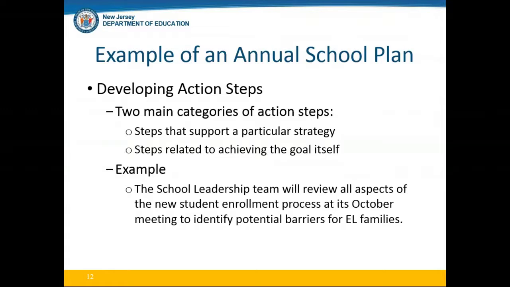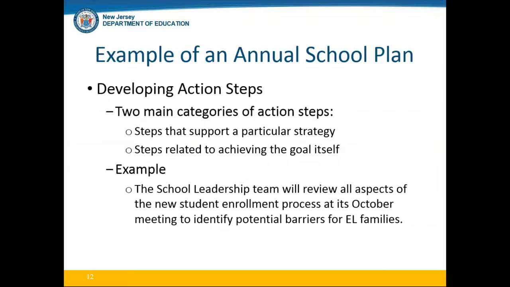When developing action steps, there are 2 main categories: those that support a particular strategy for addressing an issue, and those that are related to achieving the goal itself. Let's consider an example. As part of the root cause analysis process, we identified several strategies that will address our areas of focus. In our example, improving the enrollment system experience for English learner families was one strategy. All action steps should correspond to one or more of these strategies, such as the example action step.